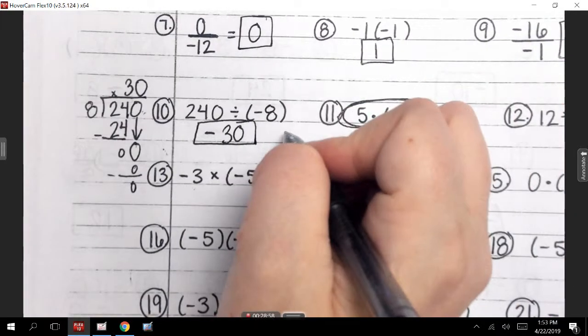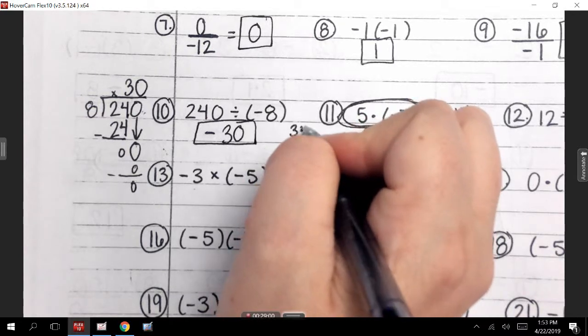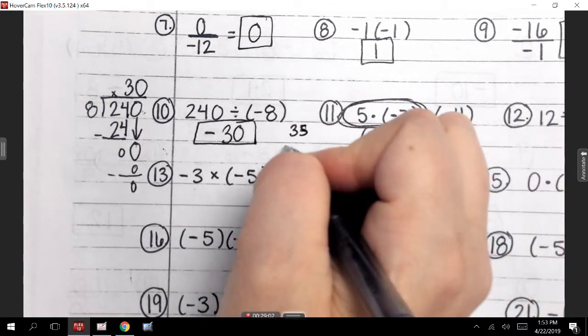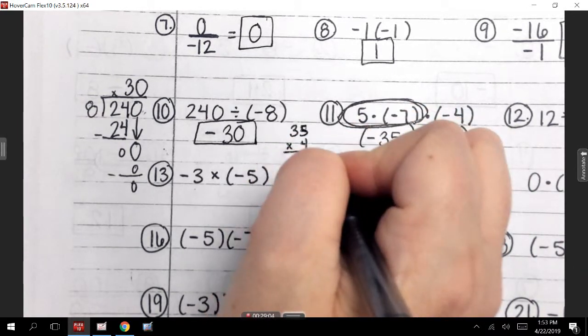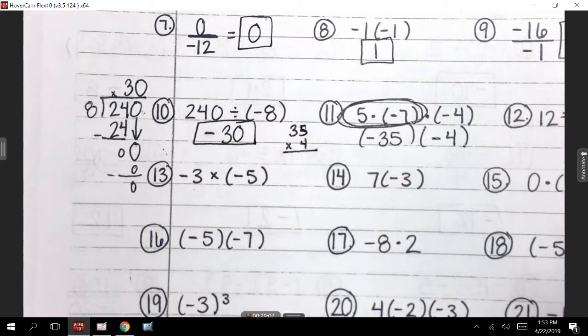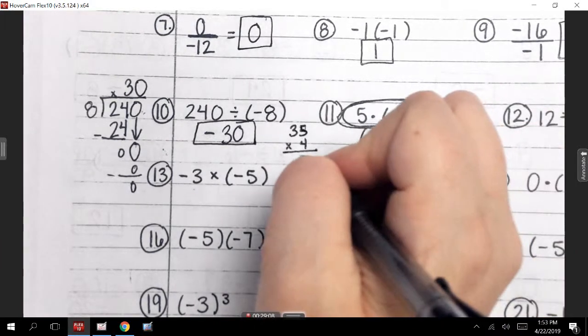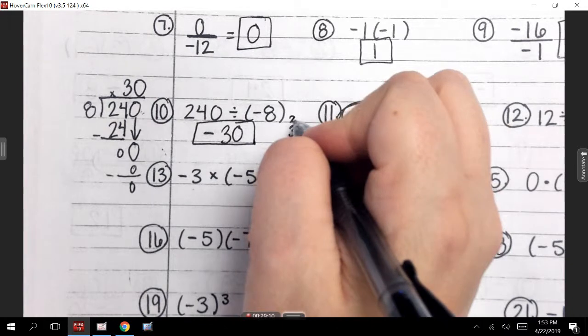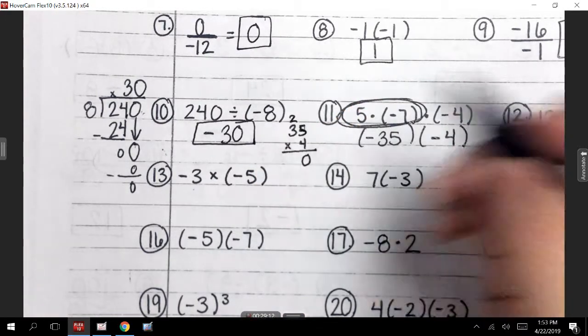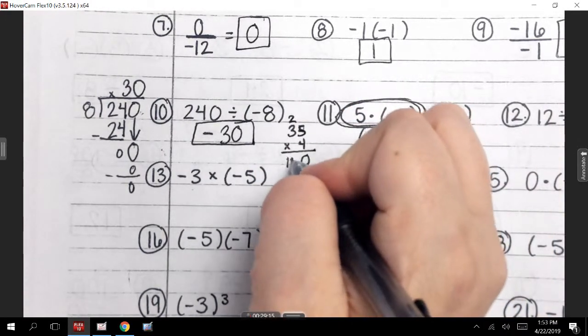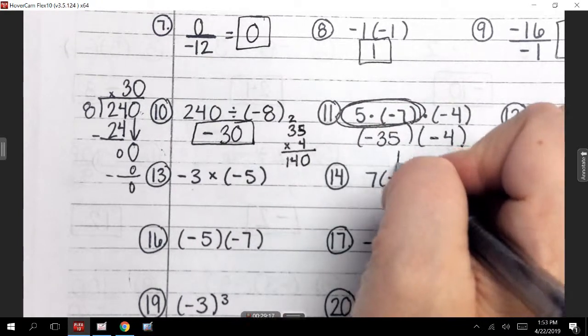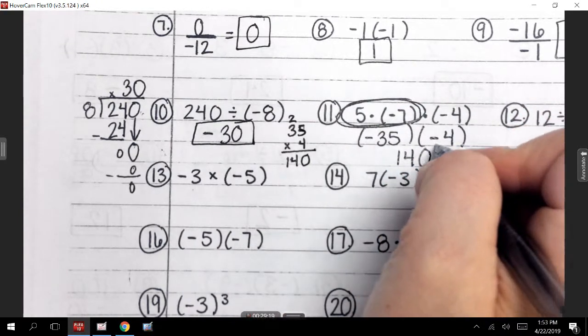Okay, so let's kind of go over to the side, and you can do this on your paper. I'm going to do it up on the board. So we have 35 times 4. So when we multiply 4 times 5, Diego, what do we get? 20, so I put my 0, carry my 2. 4 times 3? 12 plus the 2? 14, so I end up with 140.